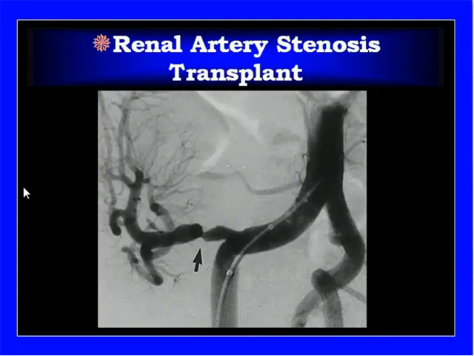Now this is the arteriogram, conventional arteriogram. Here you can see the contrast inside the common iliac artery, and the union of this with the transplant kidney shows a stenosis at the transplant site depicted by a black arrow.